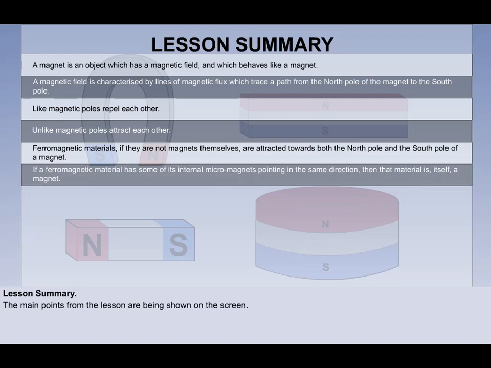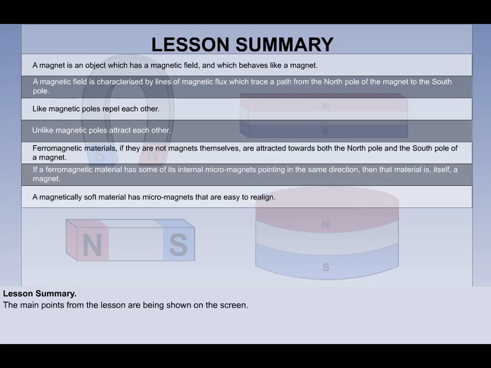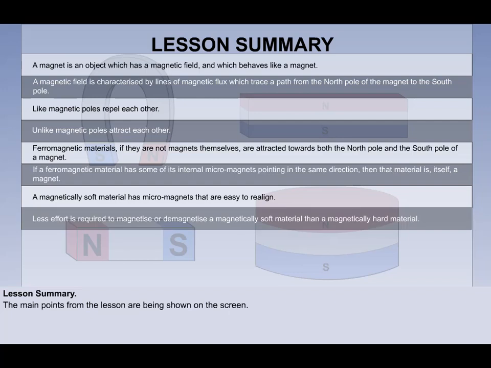If a ferromagnetic material has some of its internal micromagnets pointing in the same direction, then that material is itself a magnet. A magnetically soft material has micromagnets that are easy to realign. Less effort is required to magnetize or demagnetize a magnetically soft material than a magnetically hard material.